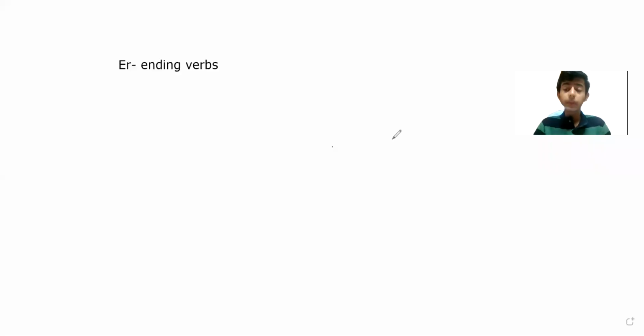So let's get started. We already know that in French we have three types of verbs: ER ending verbs, IR ending verbs, and RE ending verbs. These are the three types of verbs that we have. In this chapter we have ER ending verbs, and we have already completed the first lesson, which was related to presenting ourselves, so you can check that out as well. ER ending verbs are the verbs which end with ER.